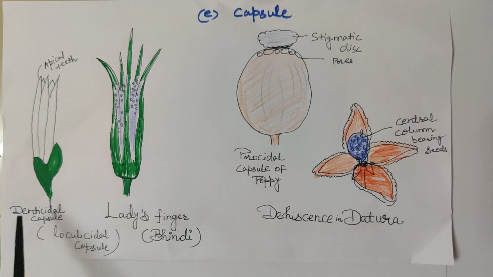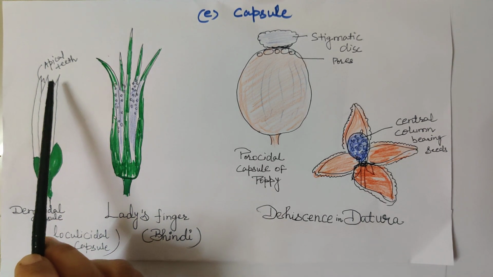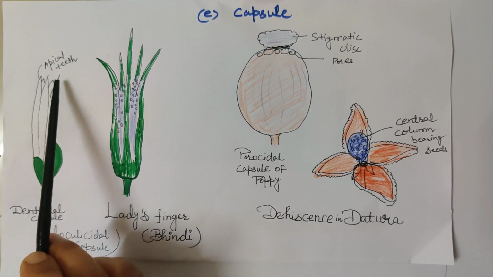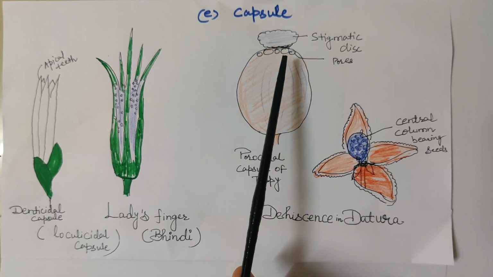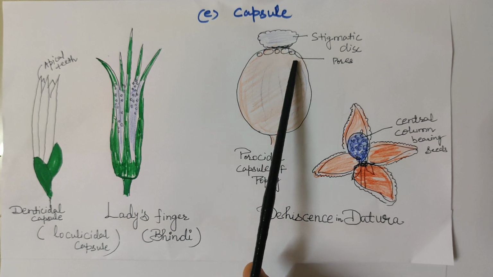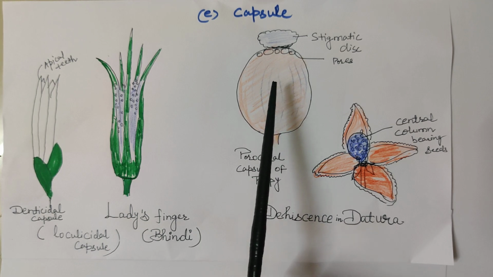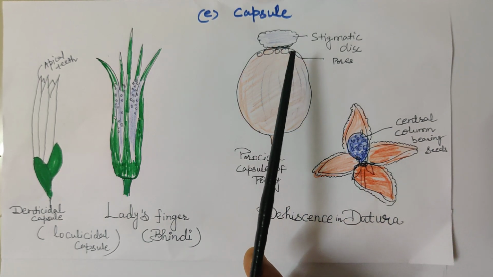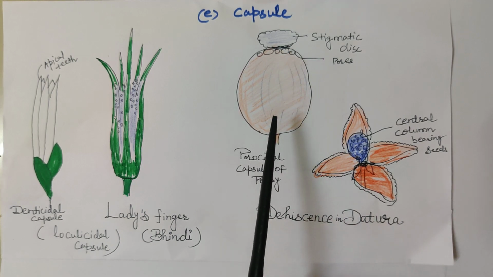Then in some cases denticidal splitting is there, where these teeth-like structures dehisce and release the seeds. The third type of capsule fruit is here. In the case of the poppy plant, there are pores present. Through these pores, seeds are released or discharged into the surroundings. It is a porocidal capsule because seeds are discharged into the external environment with the help of these pores, and the example is the poppy plant.